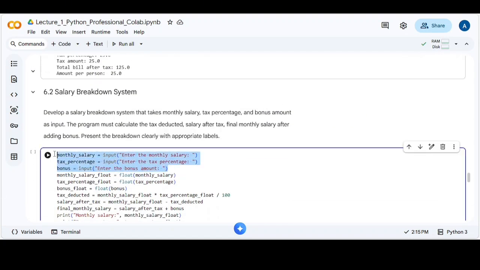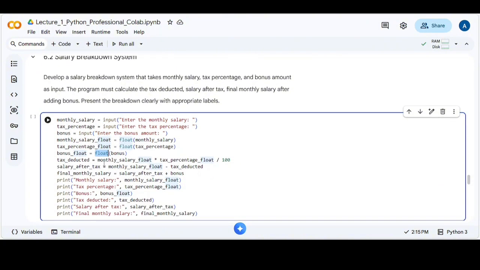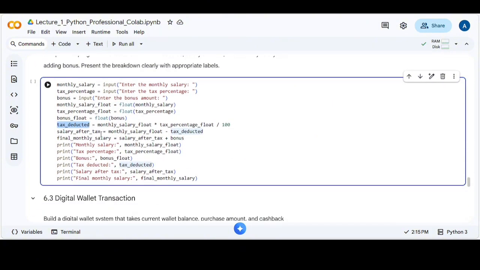We take the inputs from the user, then we convert them into their respective data types. Here we are going for floating point values for all three. Next we have to calculate the tax. It's the same as we calculated the tax before, and after that we deduct it from the monthly salary, and then we calculate the final salary by adding the bonus that we input from the user. And finally we have output statements that show the results.